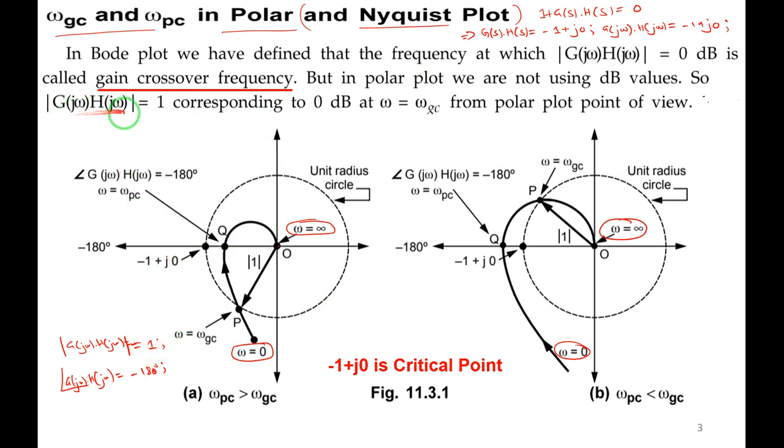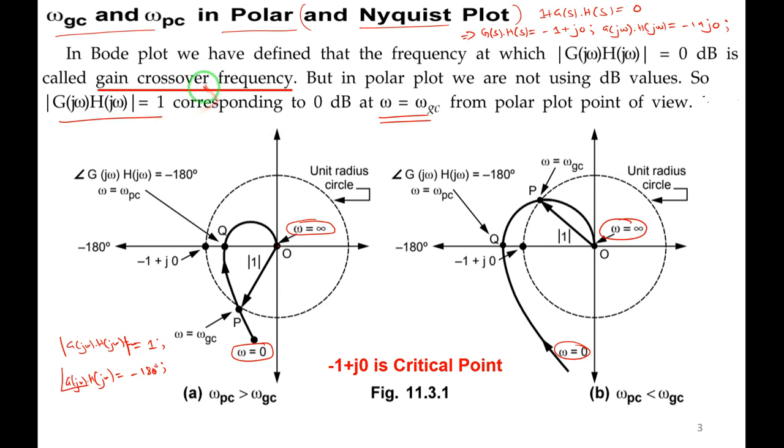The magnitude of G(jω)H(jω) equals 1. If I take it in decibels, 20 log 1, it will be 0 decibels. But we usually measure the magnitude simply like that; we will not take it in decibels for the polar plot. So we know that the magnitude of G(jω)H(jω) is equal to 1, corresponding to 0 decibels at ω equal to ω_gc.